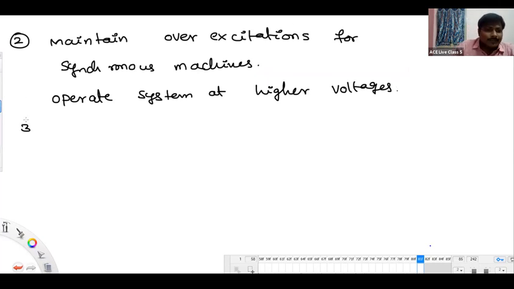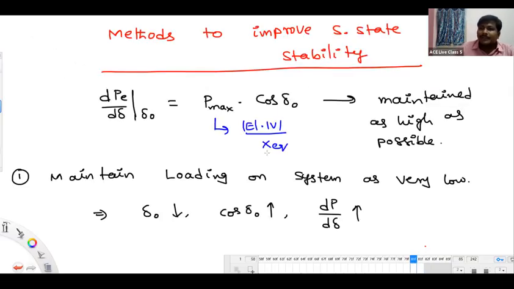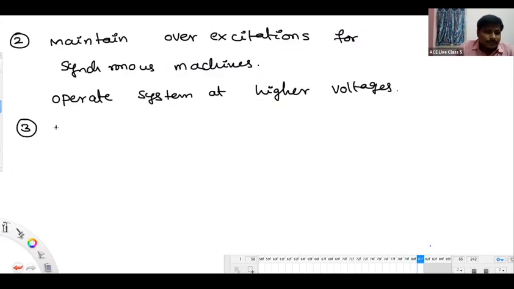And the next method I am telling you: maintain the equivalent reactance of the network as low. That means if you make the transfer reactance low, the P maximum value will definitely increase. Right? Reduce the equivalent transfer reactance value. How to reduce it? What are the various techniques to reduce the equivalent transfer reactance?